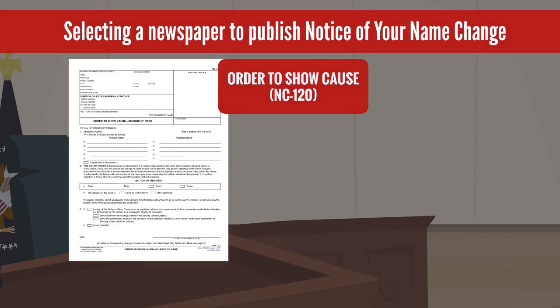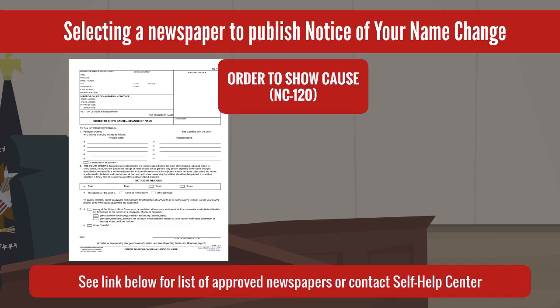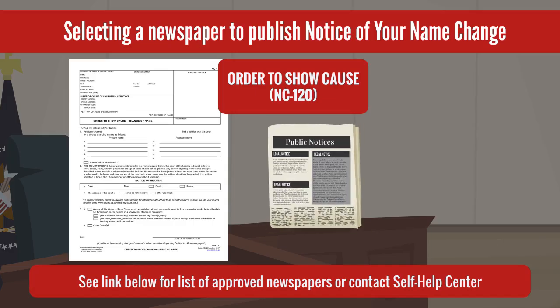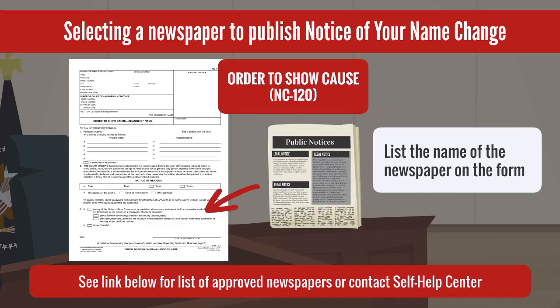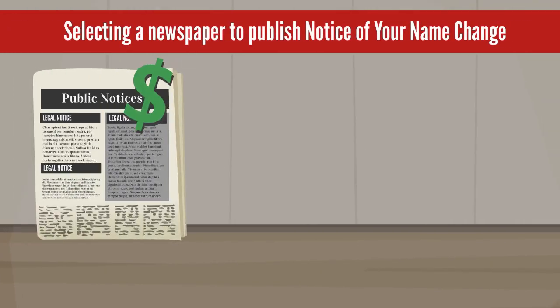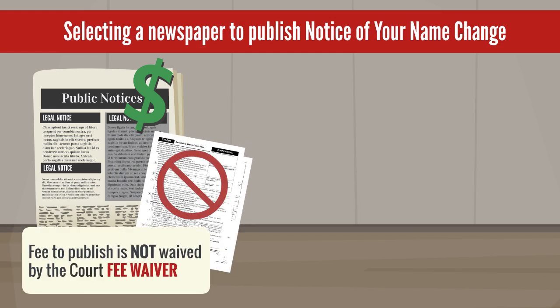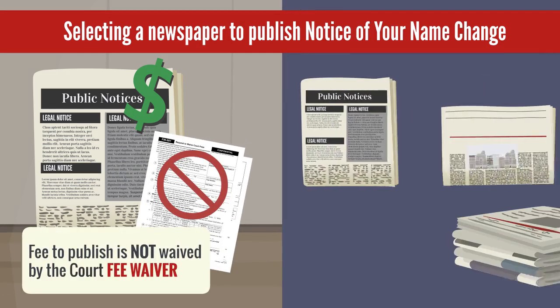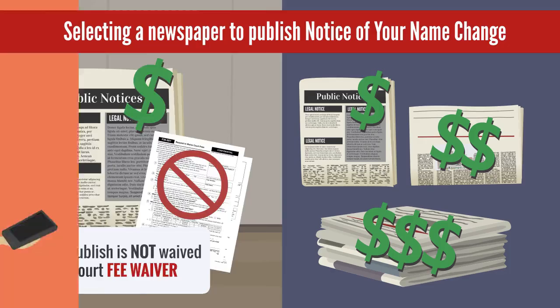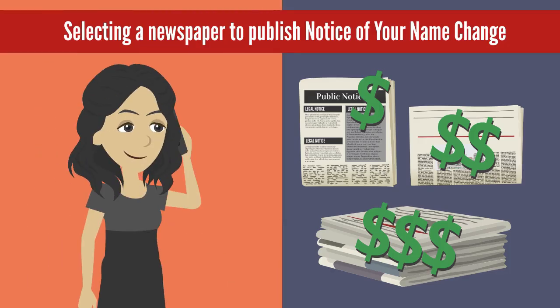The court has a list of approved newspapers that you can use. See the link below or contact the Self-Help Legal Access Center for the list. Once you have chosen a newspaper, you will need to list its name on the Order to Show Cause form. There is a fee to publish in the newspaper. This is a separate fee and is not waived by the court fee waiver. Different newspapers charge different fees. You should call ahead to ask about the publication fee.